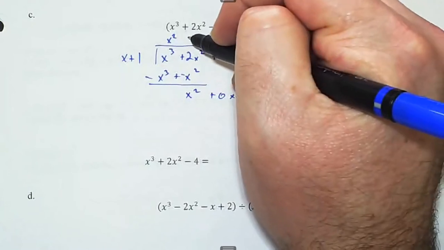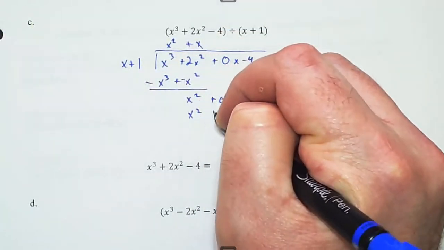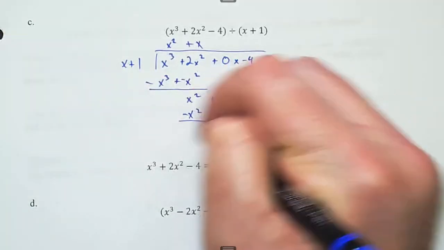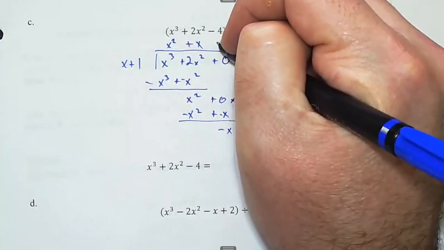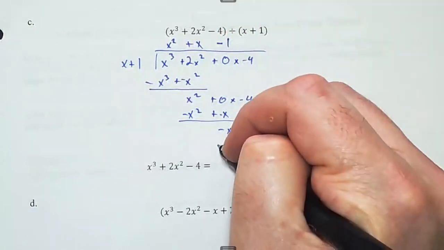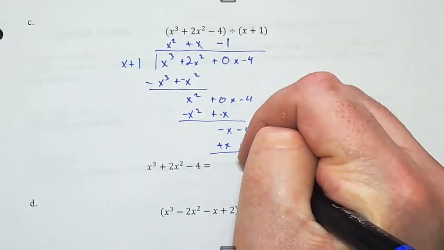x squared divided by x is simply an x. Multiply x times x plus 1. You get x squared plus x, and we'll change the signs. And I have a negative x minus 4. So that makes that a minus 1. Negative x minus 1. Change the signs. Gives me a negative 3.